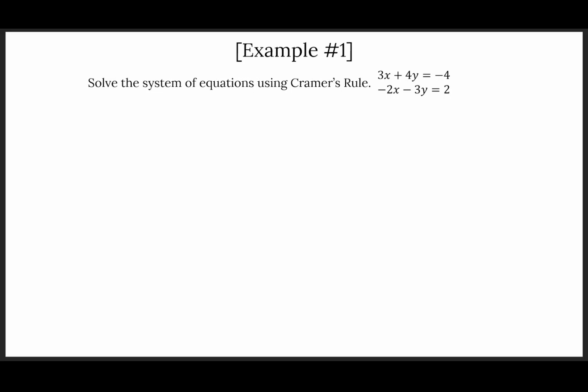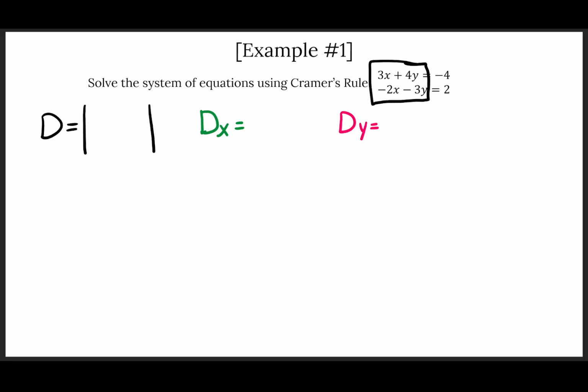this system. To do this, we need to set up our three determinants. We're going to have a regular determinant we're going to call determinant d. Then we're going to have another one called dx, and another one called dy. When I set up the first determinant, I'm going to use these four numbers in that group right there. So I'm going to have 3, 4, -2, -3. You can call those kind of the standard numbers, if you will, the x's and y's.